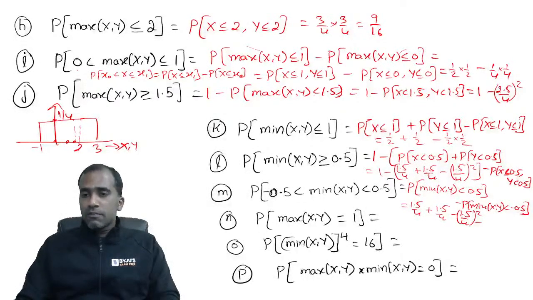Minus minimum of x comma y, if you want it to be less than minus 0.5, the probability is 0.5 by 4, which is 1 by 8. It will be 1 by 8 plus 1 by 8 minus 1 by 8 whole square.